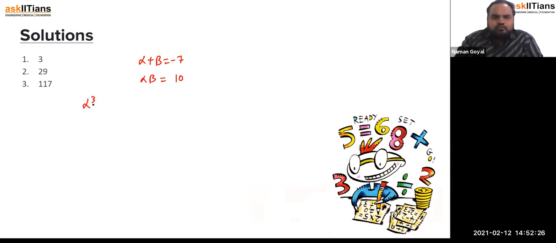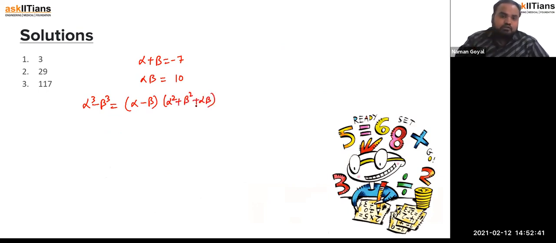So alpha cube minus beta cube. A cube minus B cube is what? A minus B times alpha square plus beta square plus alpha beta. Now see, alpha minus beta we found in the first part. It is 3, right? If you see, it is 3. Alpha square plus beta square we found in the second part.